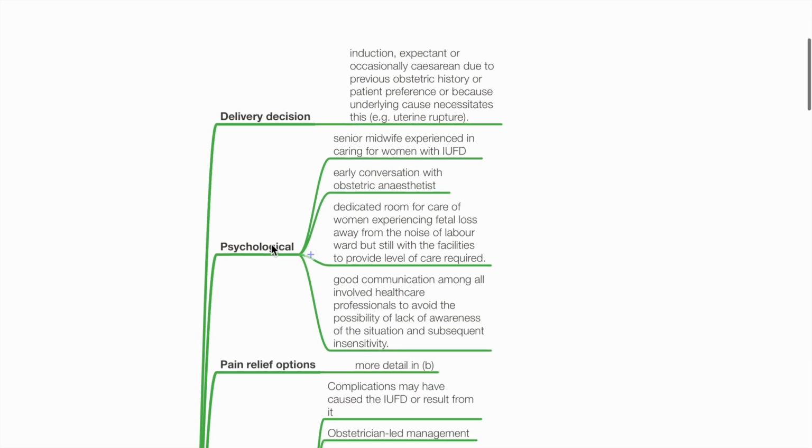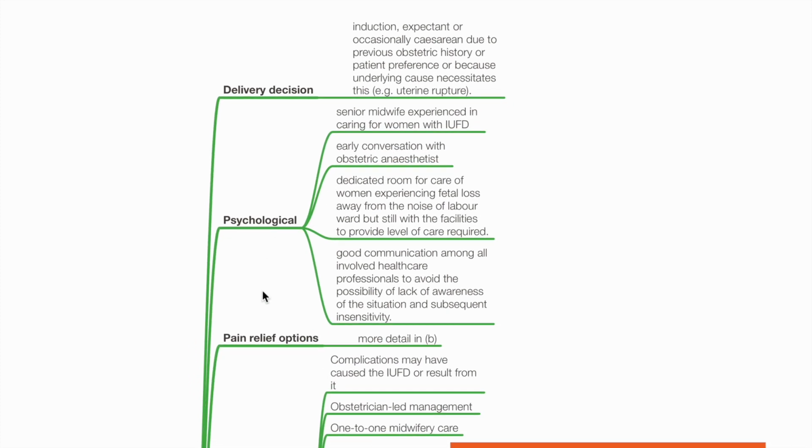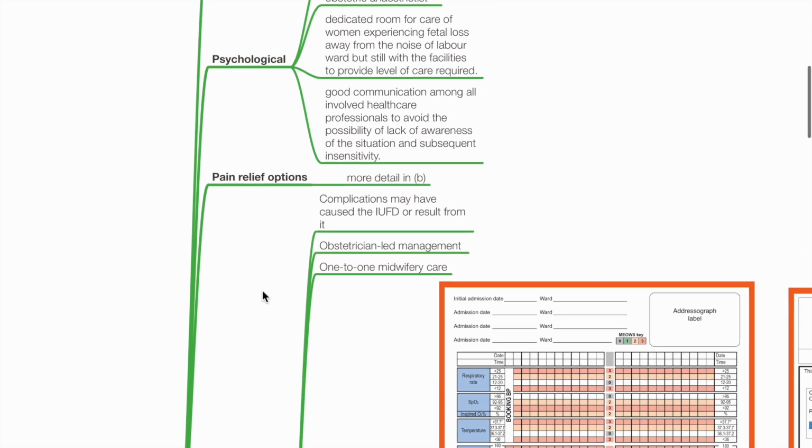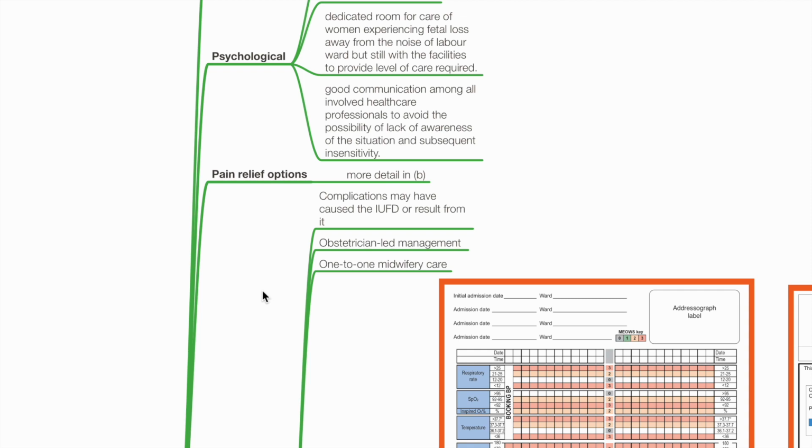Psychological aspects. Senior midwife experience in caring for women with IUFD, early conversation with obstetric anesthetist, dedicated room for care of women experiencing fetal loss, away from the noise of labor ward but still with the facilities to provide the level of care required, good communication among all involved healthcare professionals to avoid the possibility of lack of awareness of the situation and subsequent insensitivity. Pain relief options are discussed in Part B.